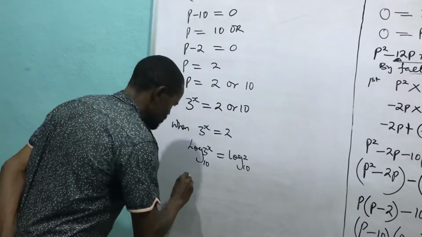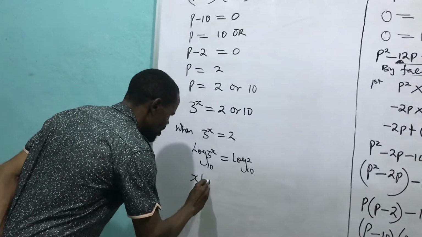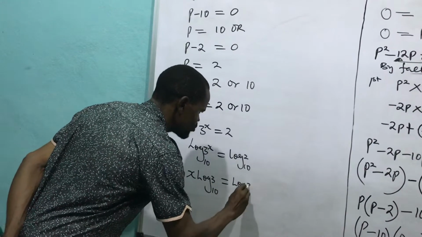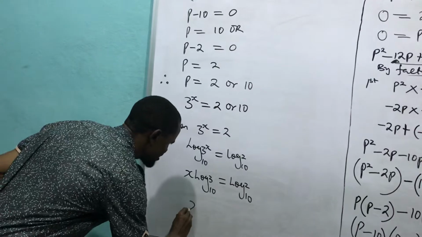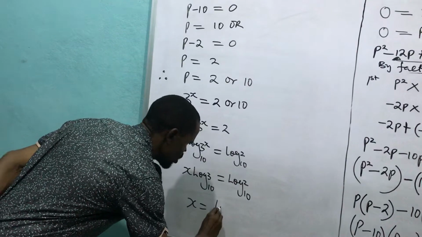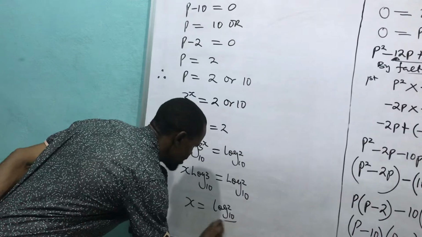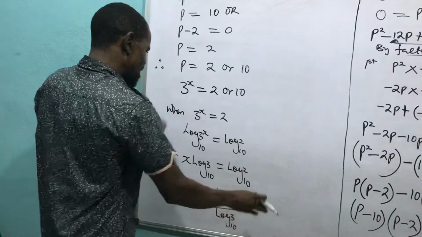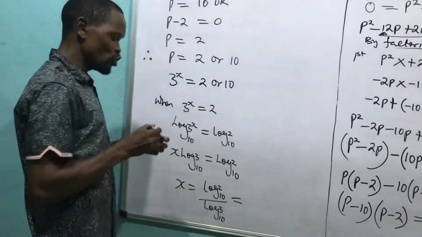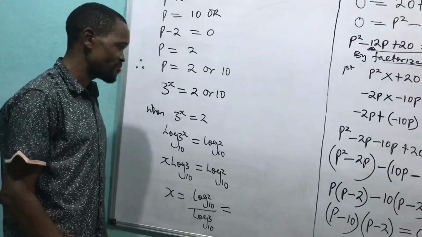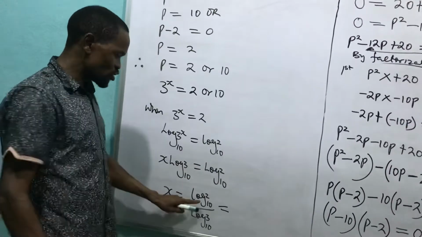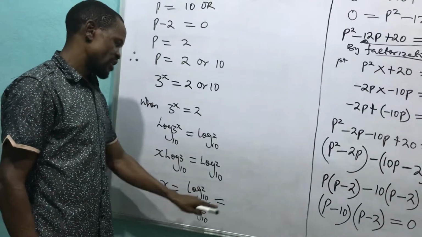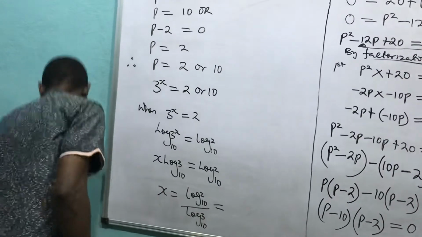I will now say X log of 3 base 10 equals log of 2 base 10. I can now say that X is equal to log of 2 base 10 divided by log of 3 base 10. Punch this in your calculator, you will have the answer. That's what I'm going to give you, so that you do it by yourself and learn with me. Use your calculator, punch log of 2 divided by log of 3. It will give you the value of X.